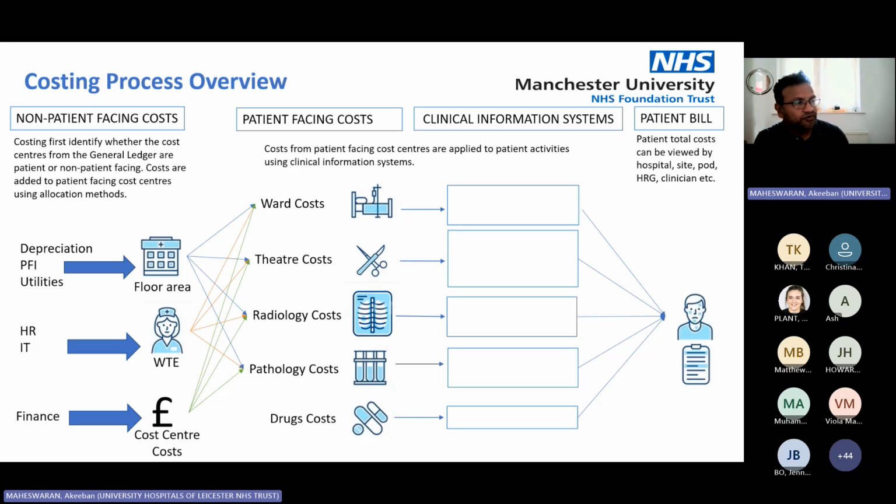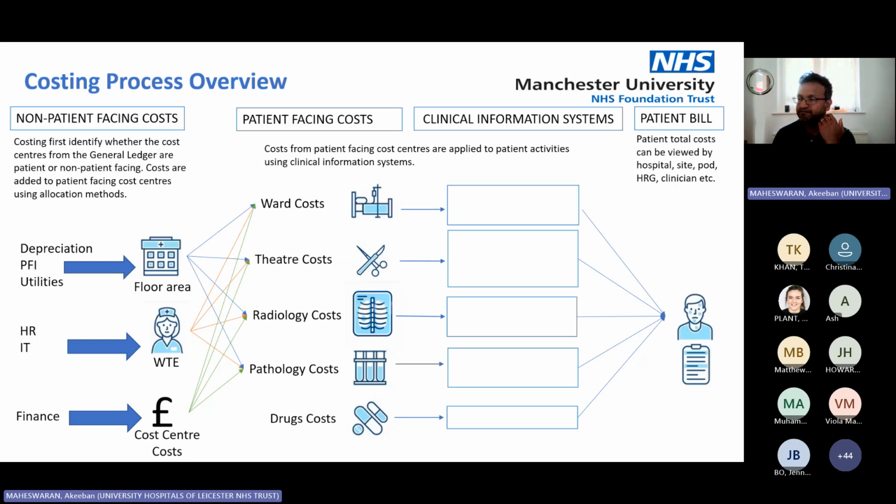So you have your non-patient costs, all your overheads. They get divided up by patient, and this is where you get your fixed and variable costs and overheads and stuff like that. Then you have your patient-facing costs: ward costs, theatre costs, radiology costs, pathology costs, drug costs. They can all come from the different systems, and then you can divide it down to a patient.